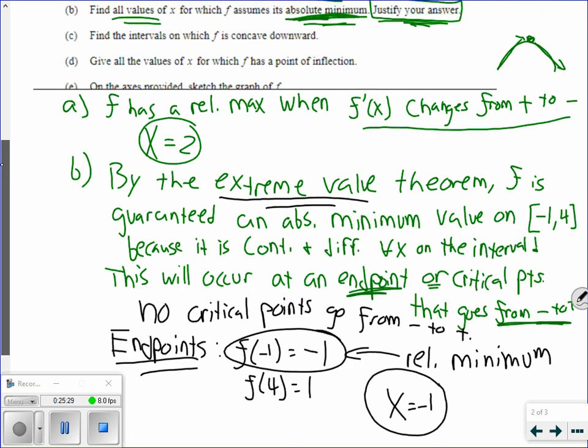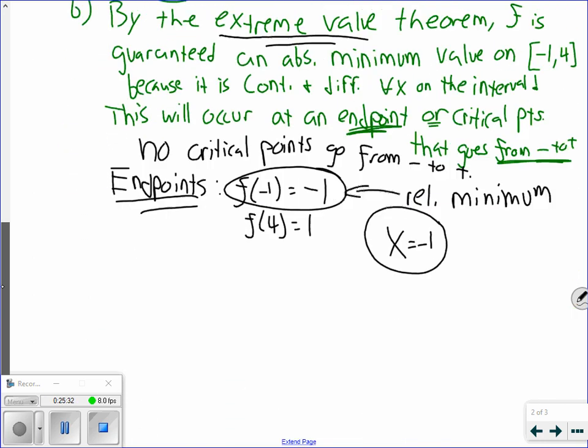Okay? All right, I'm running kind of behind here. Let's see how much more I can get done before 30 minutes.